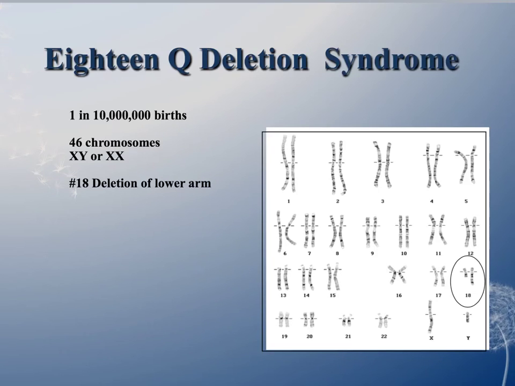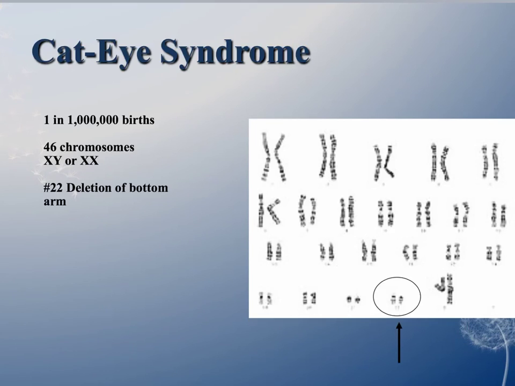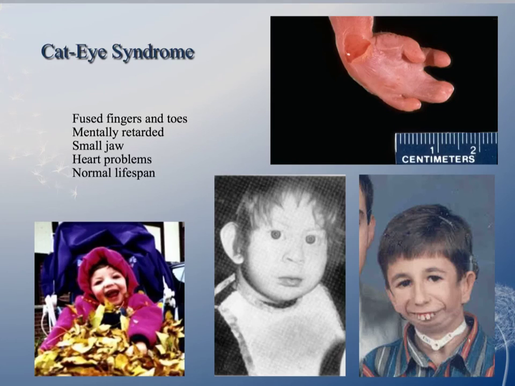A deletion of the lower portion of chromosome number 18 happens in about 1 in every 10 million births. An 18q deletion can have mental retardation, heart disease, abnormal hands and feet, large eyes, large ears, but a normal lifespan. Cat-eye syndrome is a deletion of the bottom arm of chromosome number 22. Some of the symptoms include having fused fingers and toes, mental retardation, a small jaw, heart problems, but typically a normal lifespan.